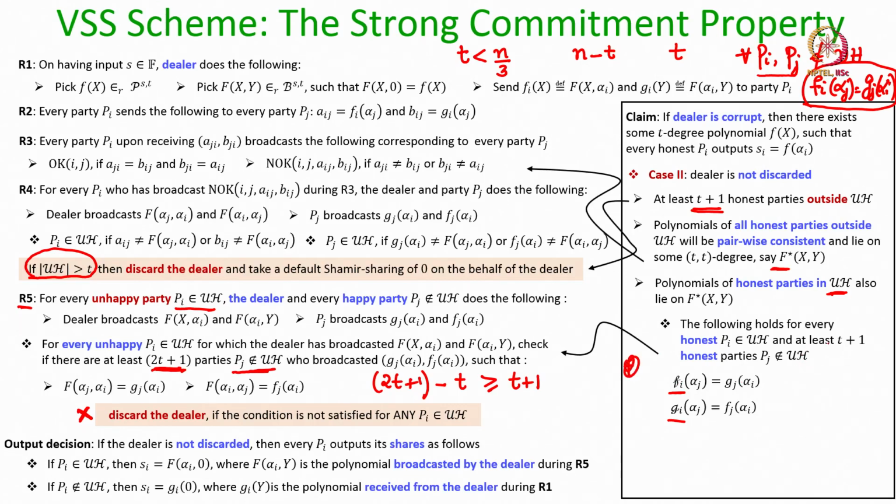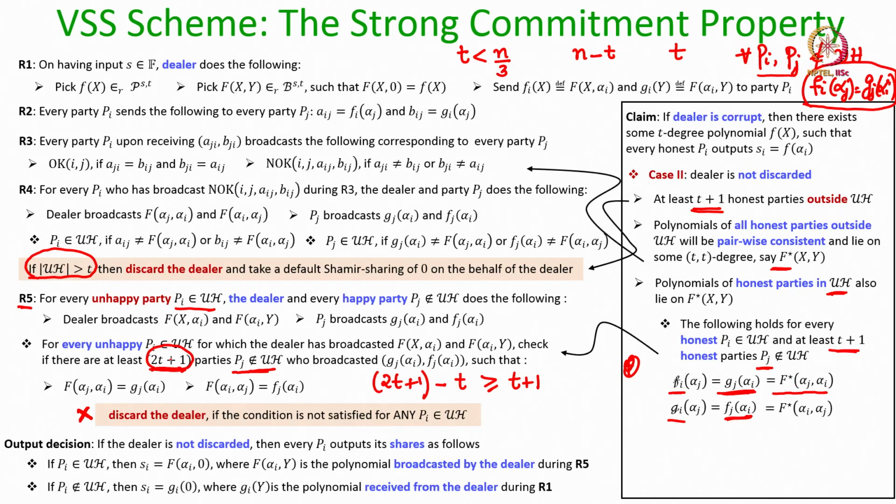corresponding to the party pi, and the party Pj who are honest and who are outside the unhappy set, they would have made public these points. Now, these points which have been made public by Pj are nothing but points on the bivariate polynomial f star, namely the points lying on their column and row polynomials respectively. And how many such honest parties Pj's outside the unhappy set are there for which this condition holds? At least t plus 1, because the condition is true for 2t plus 1 parties.